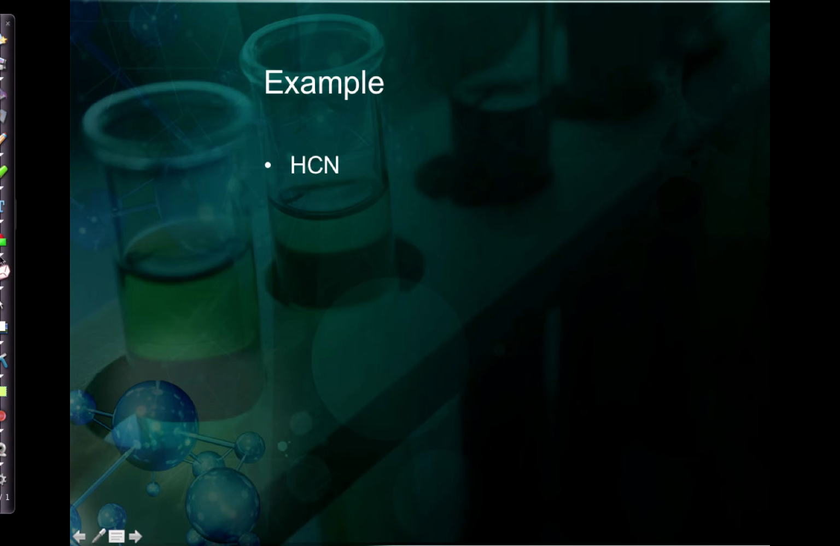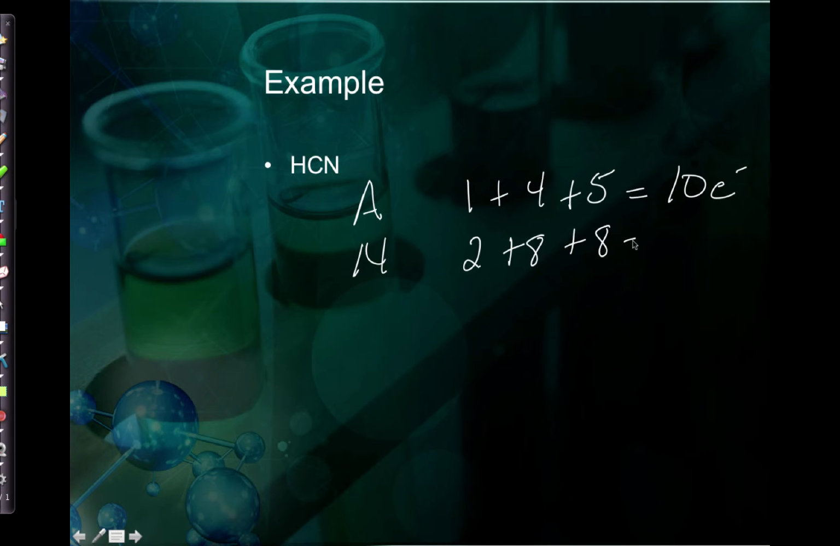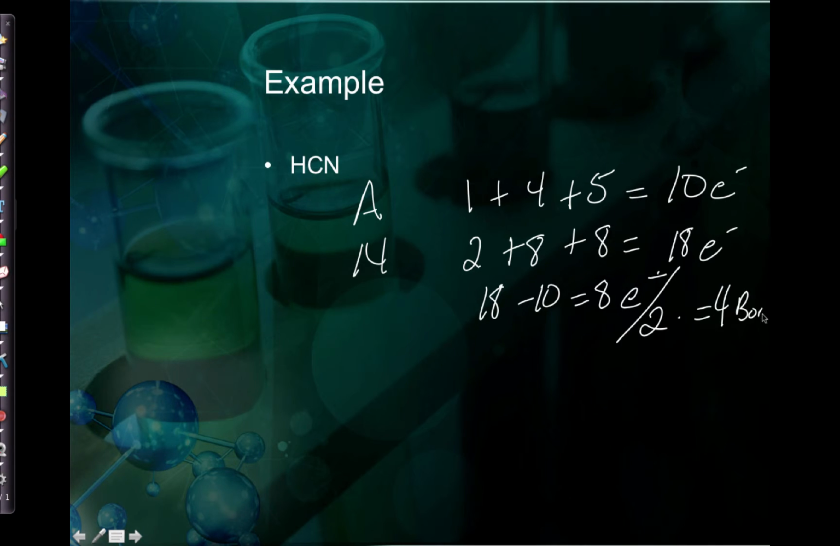All right, so HCN. First thing, let's count our available electrons. Hydrogen has 1. Carbon has 4, it's in group 4A. And nitrogen is in 5A, so it has 5. That means I have 10 electrons available. Hydrogen is an exception. It wants to have only 2 electrons. Carbon likes to have 8, so does nitrogen. So I have 18 electrons needed. 18 minus 10 gives me 8 electrons that are going to be shared, and each bond is 2, so I'm going to make 4 bonds here.